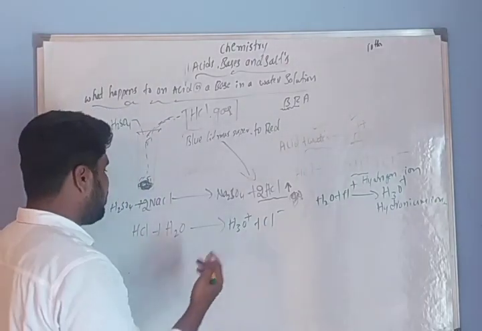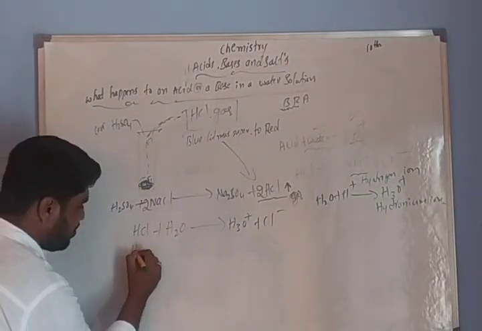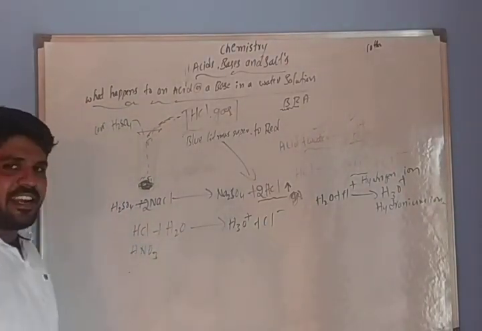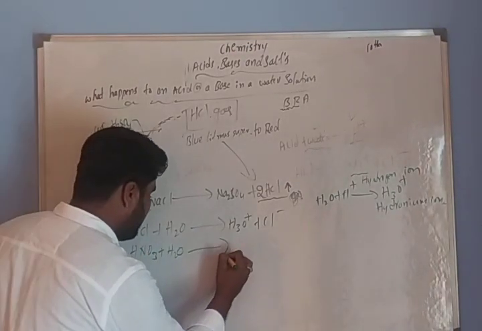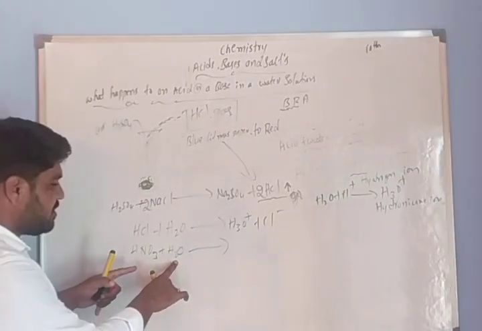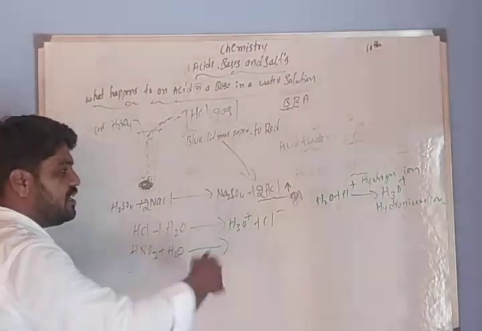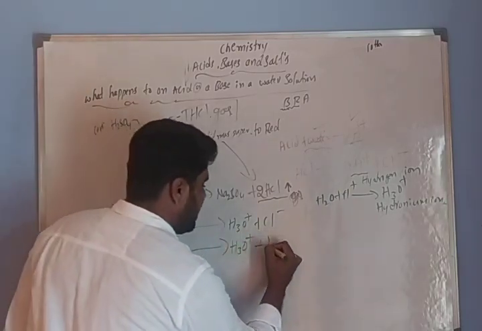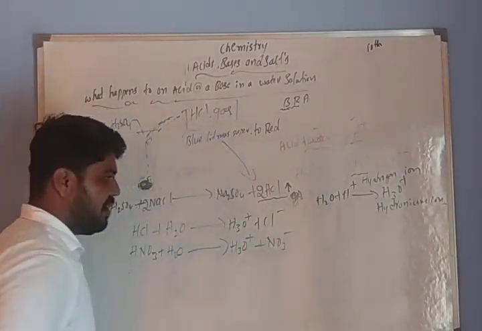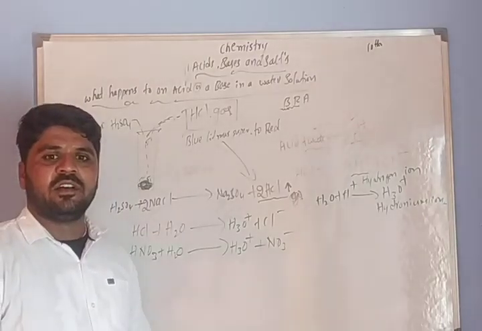All acid produces hydrogen ions when mixed with the water. So I can take one more example, that is HNO3. HNO3 is an acid, right? So when HNO3 reacts with water, here also H2O is there now. So H and H2O, it produces H3O plus and NO3 minus, like this.